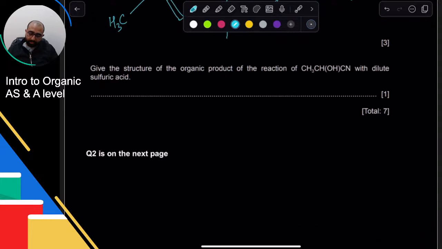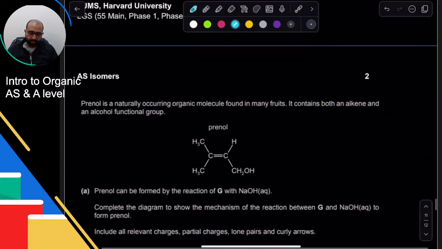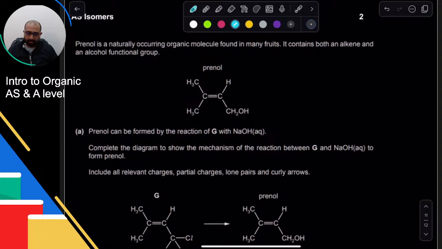Give the structure of the organic product of the reaction with dilute sulfuric acid. Acha, I'm going to skip this reaction for now because today we're just focusing on isomers and nomenclature. So I'm going to skip the reaction questions. Unko hum dekh lenge. Okay, what is this compound?